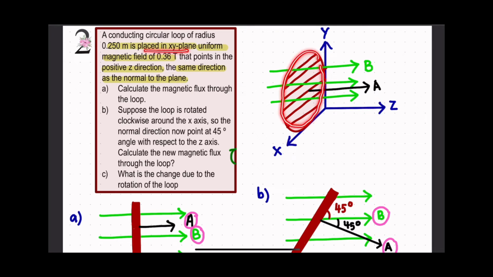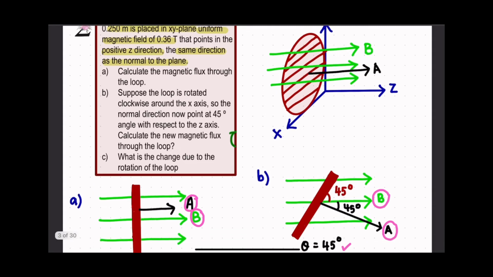So I dah lukis lah loop ni dekat XY plane. And then direction B, same direction as the positive Z. So positive Z dekat sini. So I lukis macam ni. And then dia cakap juga same direction as the normal to the plane. Normal to the plane is 90 degree to the plane, adalah vector area A. So next the question asks to calculate the magnetic flux through the loop.